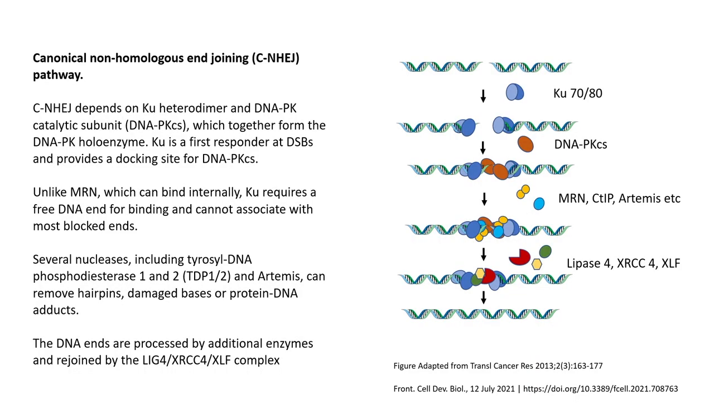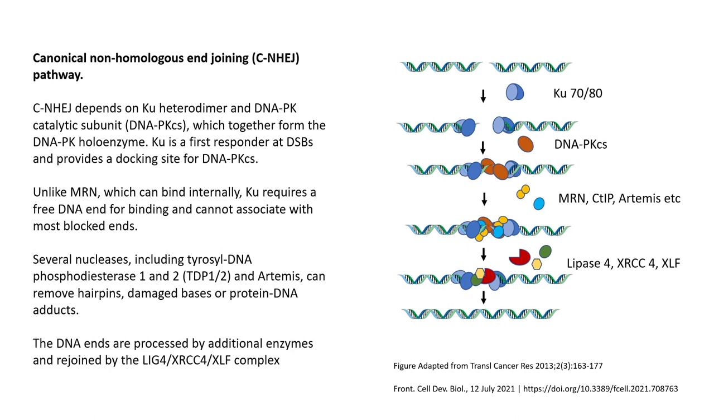The canonical non-homologous end joining pathway depends on Ku heterodimer and DNA-PK catalytic subunit, which together form the DNA-PK holoenzyme. Ku is the first responder at DSBs and provides a docking site for DNA-PKcs. Without the presence of Ku70/80 at the breakage site, DNA-PKcs cannot be recruited to it. Unlike RPA, which can bind internally, Ku requires a free DNA end for binding and cannot associate with most blocked ends. Several nucleases, including tyrosyl DNA phosphodiesterase 1 and 2, and Artemis, can remove hairpins, damaged bases or protein-DNA adducts.